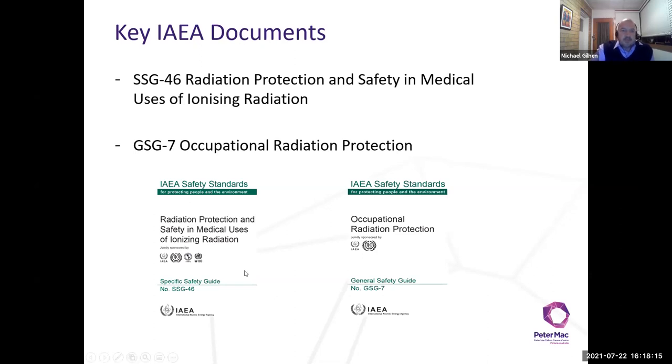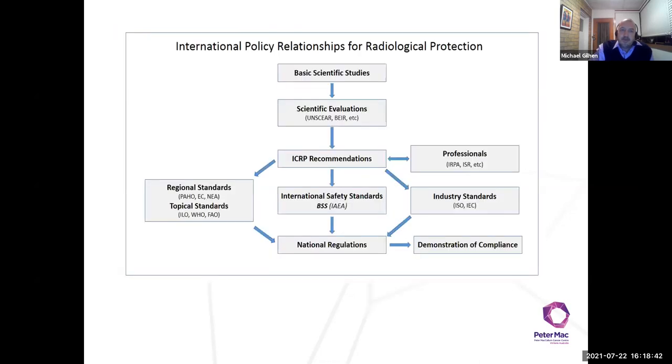And specifically for myself, there's two very appropriate documents: radiation protection for the safety of medical uses of ionizing radiation, and occupational radiation protection. So these two documents really describe everything that we should be doing or could be doing with the use of radiation in medicine. However, ICRP and IAEA, they're international advisory bodies. They are not a regulator. The ICRP won't come to your hospital and say, show us how you comply with this. They have no regulatory role.